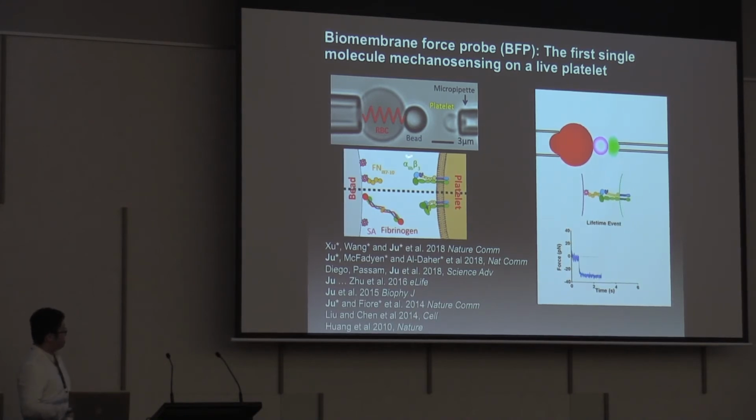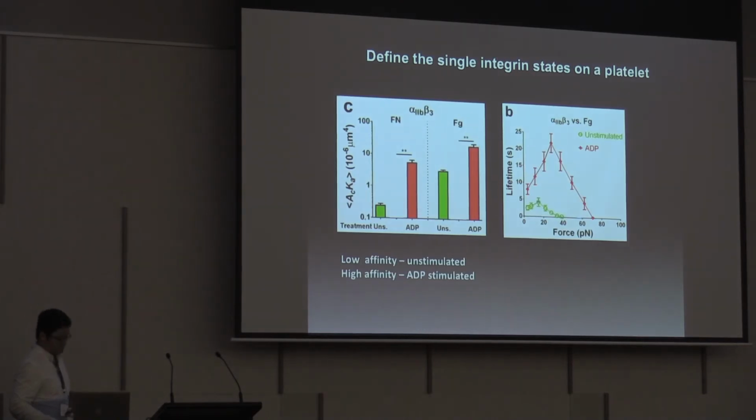The red blood cells serve as the spring constant to allow us to probe the mechanical property of the integrins at different conformations. In the first two experiments, we used two different ligands, fibronectin versus fibrinogen, to probe integrin behaviors of the platelets under two conditions: one untreated, one stimulated with the agonist ADP. As we expected, we see the integrin binds with higher affinities and longer lifetime.